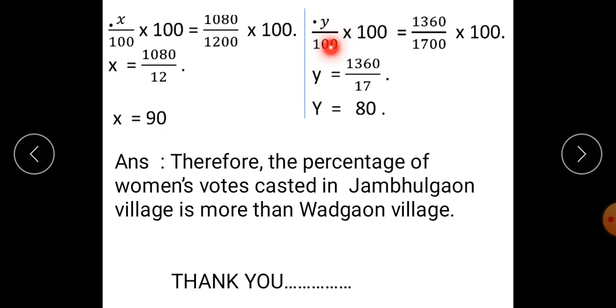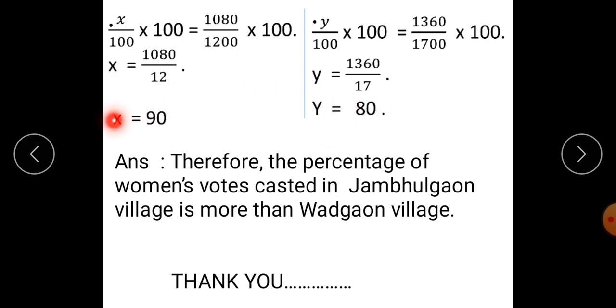Second part, y upon 100 multiplied by 100 is equal to 1360 upon 1700 multiplied by 100. Both these 100s get cancelled, cut both the zeros of 100 and 1700 also. Therefore, y is equal to 1360 upon 17. Now students, 17 ones are 17 and 17 eights are 136. Therefore, we get the final value of y as 80.